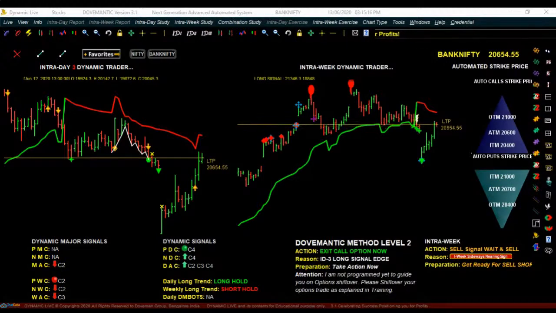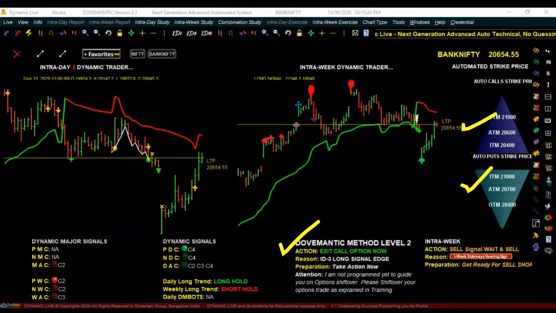Now, once you have selected the right strike price, just go ahead and do the trade. So whenever it tells you to buy a call option or a put option, select the right strike price, get into the trade. Now once you get into the trade, wait until it is very clearly written as exit call option now or exit put option now for you to exit. So this is how you are supposed to trade there.